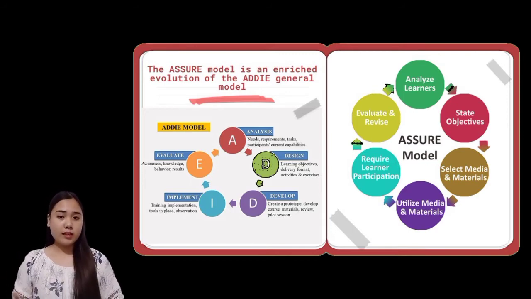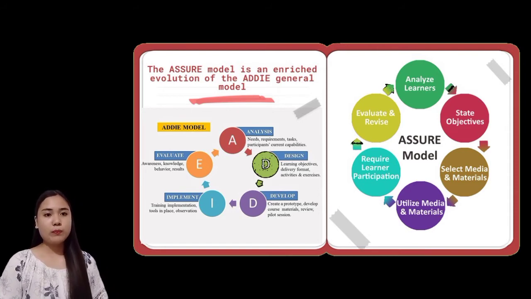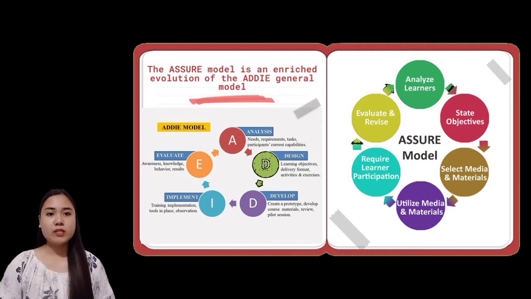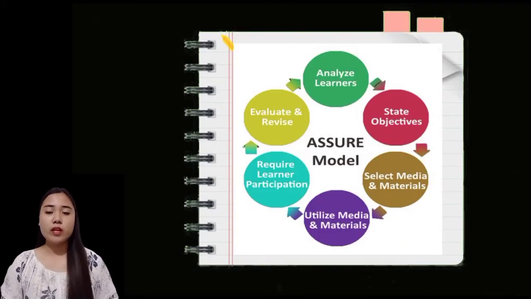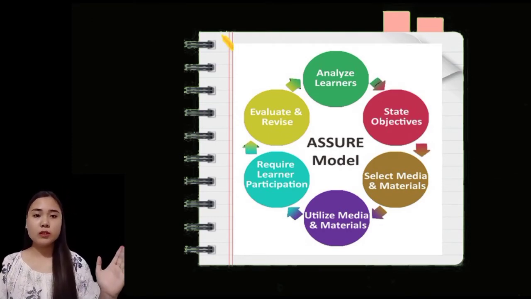Like what I've said a while ago, the Assure model has 6 steps, each represented by a letter in the acronym title, with each step describing a set of tasks central to the informed selection and use of educational technology. So, the Assure model acronym stands for these important components.